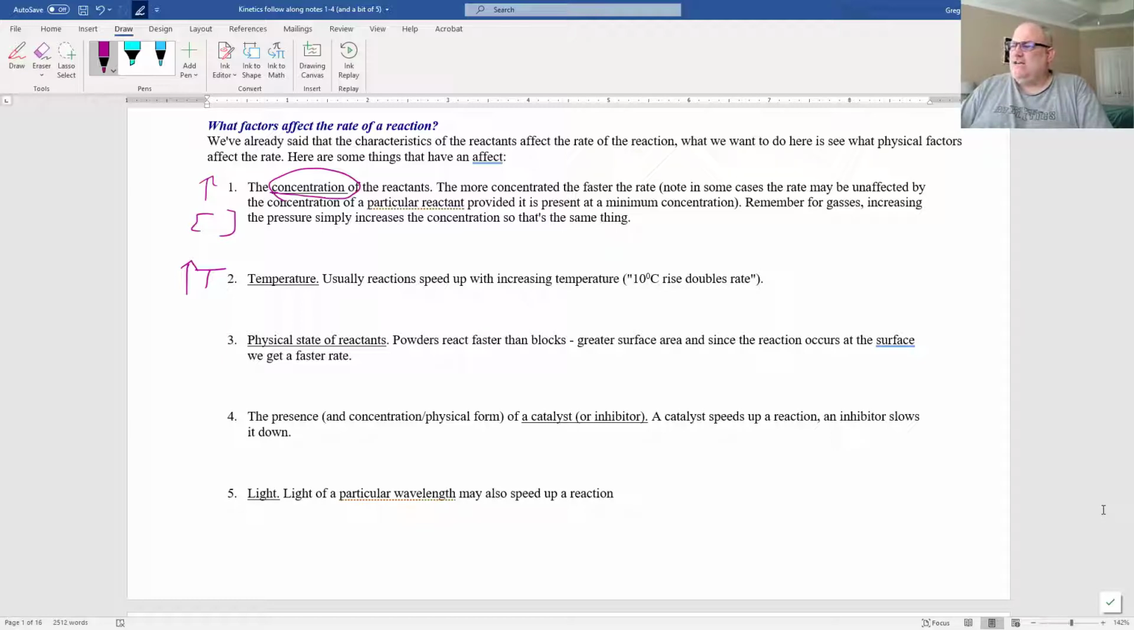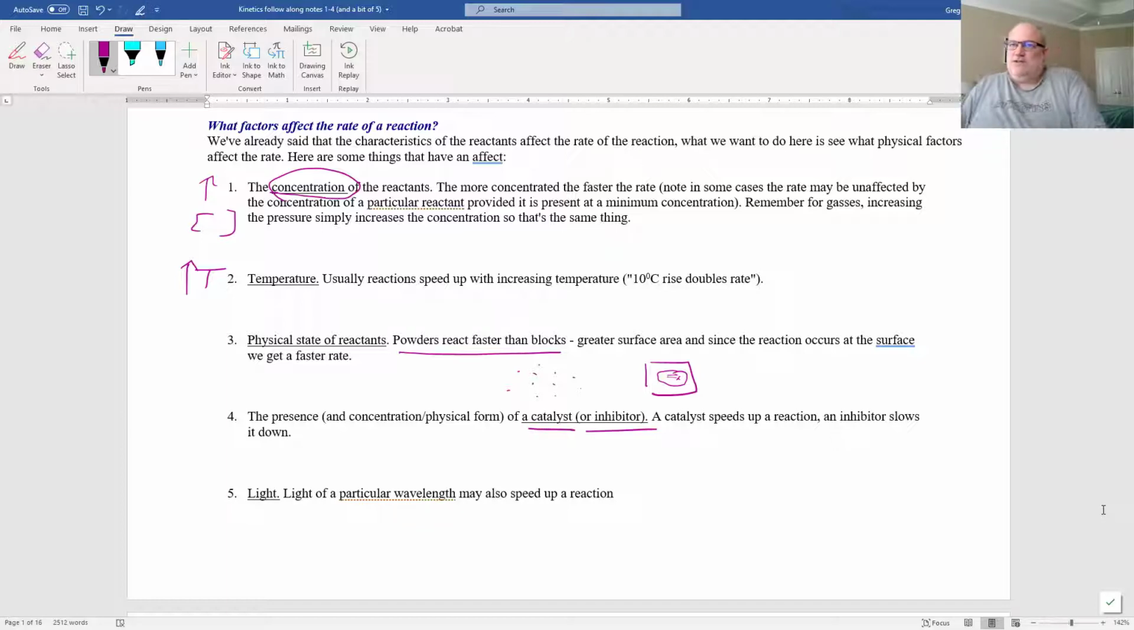The physical state: powders react faster than blocks. If you think about it, if I have powder like this, all these individual particles are going to react better than if you have a box, because in a box, all these particles here in the middle are not going to be able to react at all. And we're going to talk about this a little bit later on, if you have a catalyst or an inhibitor.